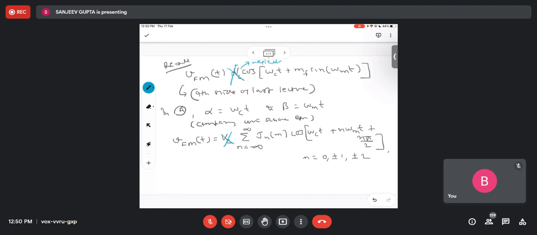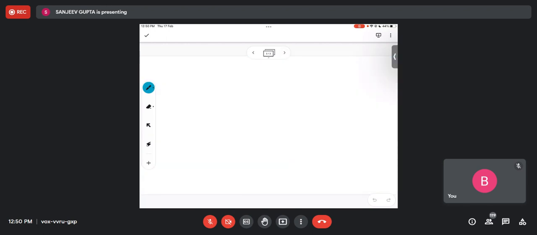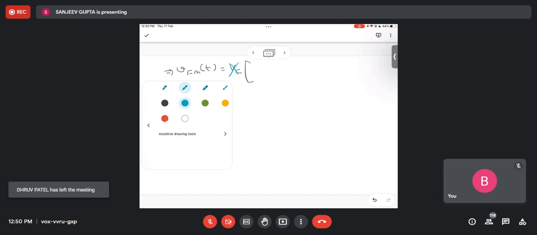N can take the value from 0, then this term will become 0, the last term will become 0. If I expand this for various values of n, I simply get an equation like this, which I will write for you. V FMT is equal to VC. As I said, I have already ignored it, but if you don't want to ignore it, you can keep it for simplicity. So I could write this down.